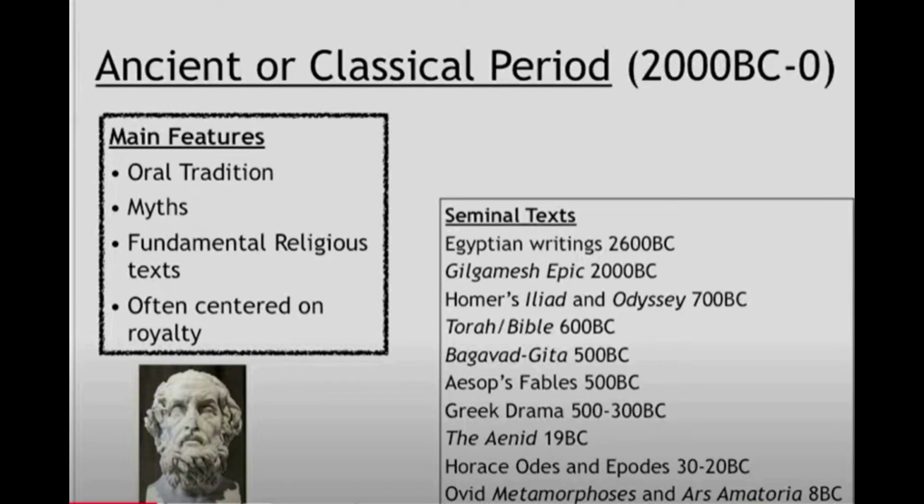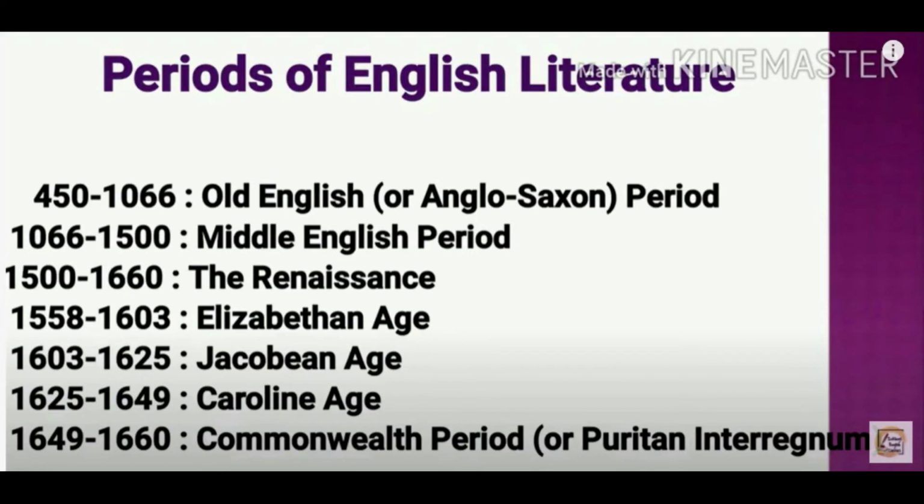So the main features of the classical period are the oral tradition, myths, fundamental religious texts, and often texts centered on royalty. So the next period is the Old English or Anglo-Saxon period, which spans from 450 to 1066, and I would like to give you some information about this period.